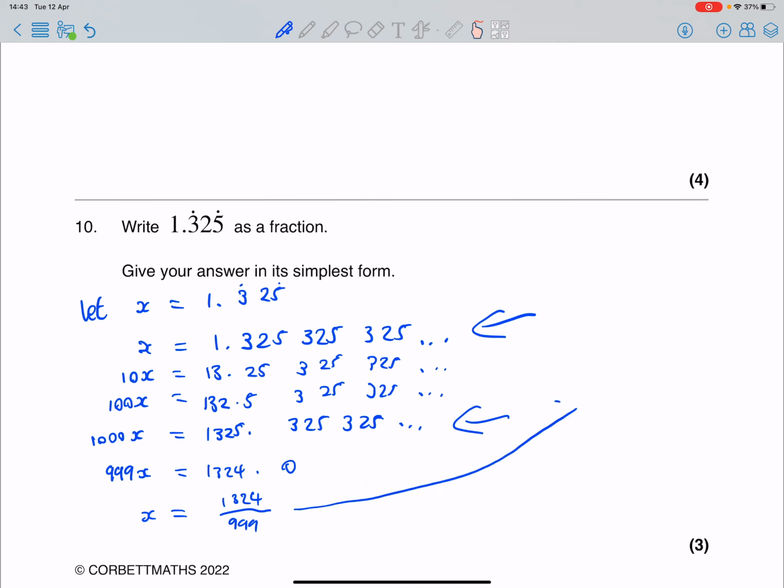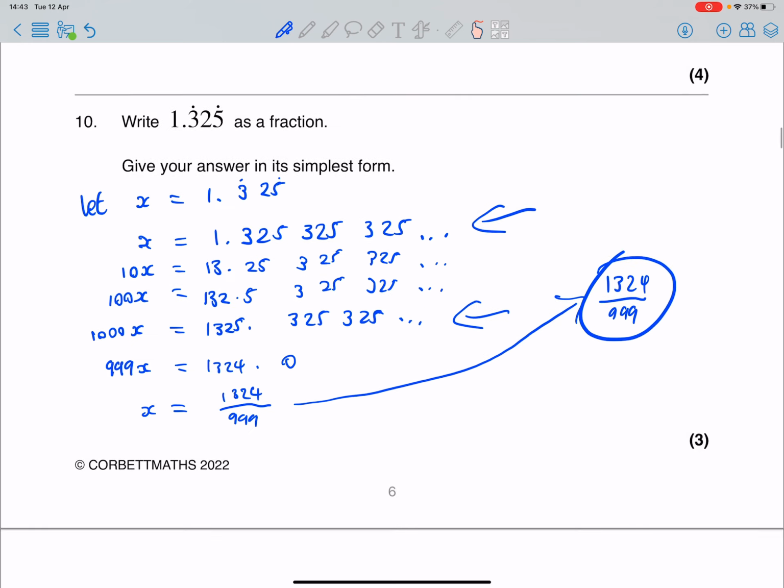Okay, now we just need to simplify that. Can that be simplified in any way? So 1324, well, 1324 is not divisible by 3. Is it divisible by 11? No. Nope, it's not divisible by 11. So yeah, it just stays as 1324 over 999. So that's our final answer.